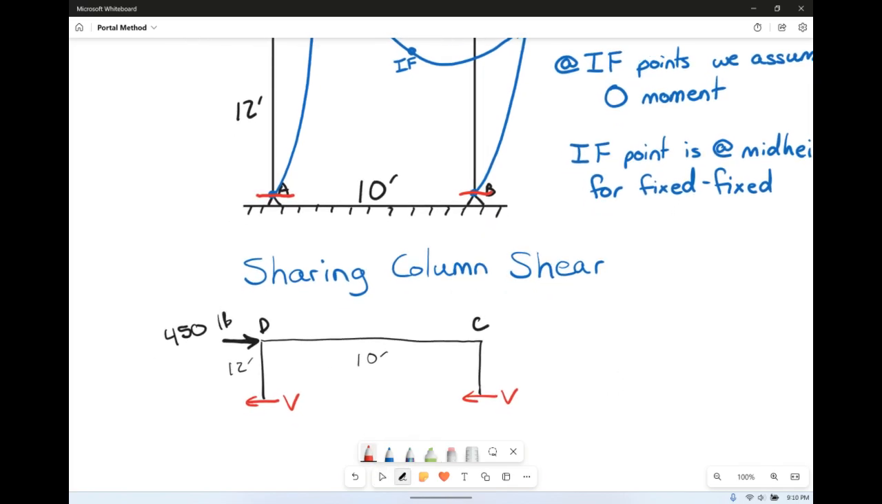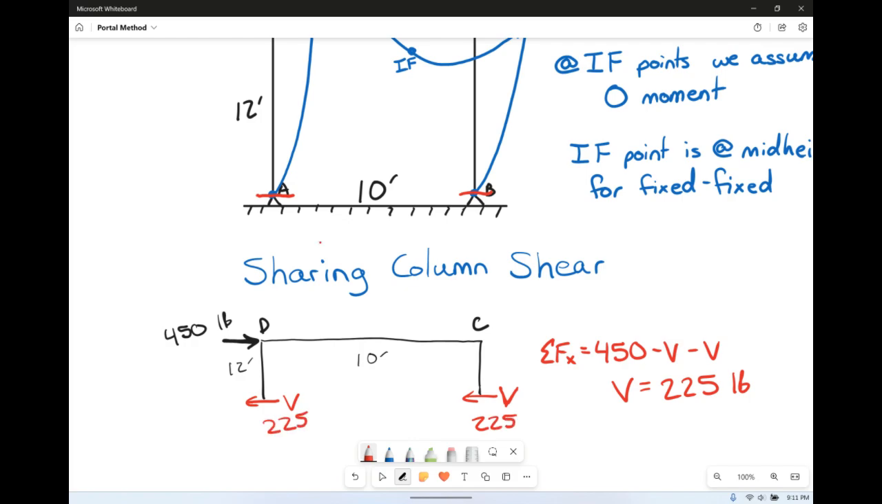So what we're going to do with these column shears, we're going to assume that each one of these V's, each one of these shears, is the exact same value proportionally. So if it's 1 V, then it's just 1 V. If it was 2 V's, then it's obviously twice the amount. So if we sum the forces in the X direction here, we've got 450 pounds positive minus one of those V's minus another V. Again, V is the same exact variable. So we get that V is equal to 225 pounds. So each one of these V's is 225 pounds.